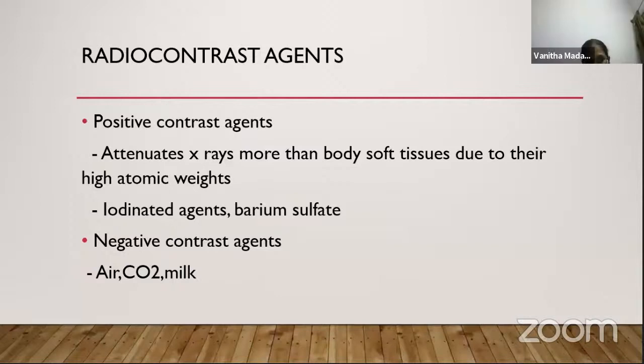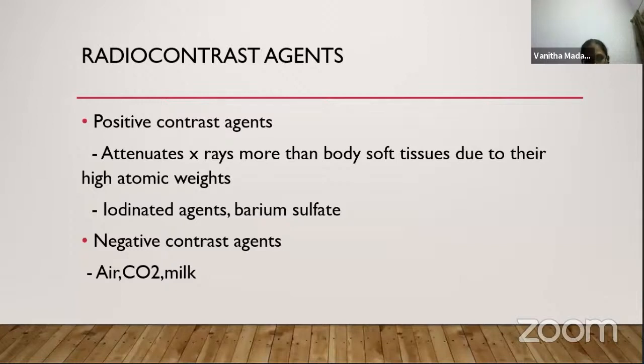Radio contrast agents are the agents which we use to increase the density difference between two tissues. They can be divided into positive contrast agents and negative contrast agents. Positive contrast agents attenuate more X-rays than other body tissues because of their high atomic weights. Positive contrast agents are mainly iodinated agents. Previously, it was barium sulfate also, but it is obsolete nowadays.